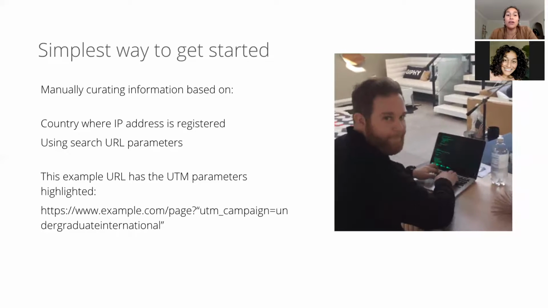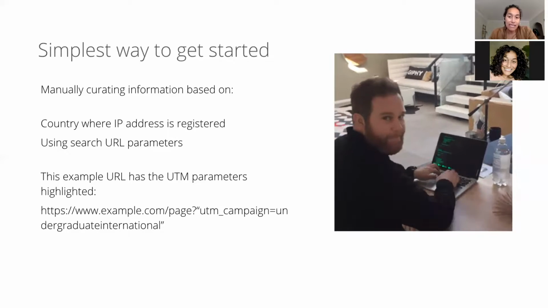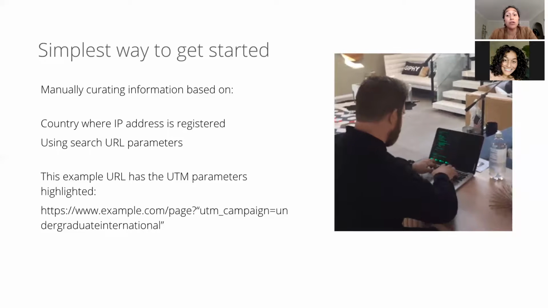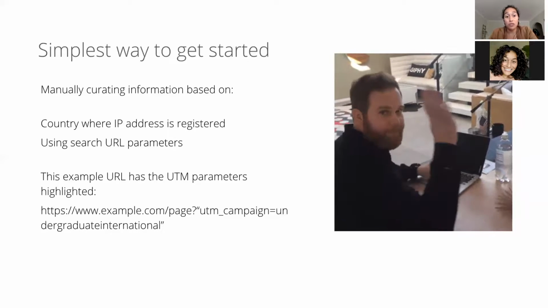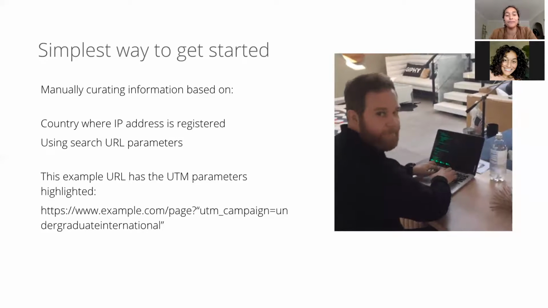And one thing to note here is that it is manual curation for this part. So your content or your marketing team are choosing which pages you want to appear in the top position of each of these search terms. It relies on human effort, and that's why it's often the easiest way to get started.